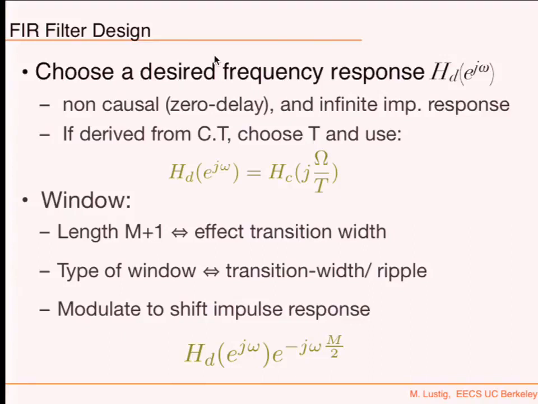If we think of just a low pass filter, I would just design it as a box. Pass low frequencies, attenuate high frequencies, right? And without the phase. Then if I know what my filter length is, I'm going to add the right delay. So I'm going to compute the non-causal, zero-delayed, infinite impulse response filter in the frequency domain. Now, if it's derived from continuous time, I have to choose a T, like a sampling rate. If I choose a sampling rate, then that will give you the right omegas.